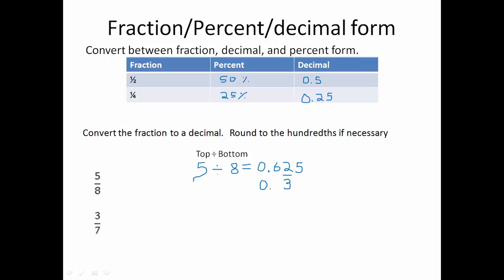So 0.63 would be my final answer here. And I drop everything after when rounding with decimals. Don't put any zeros or anything after the decimal place that you rounded to. So 0.63 will be my final answer for this one.